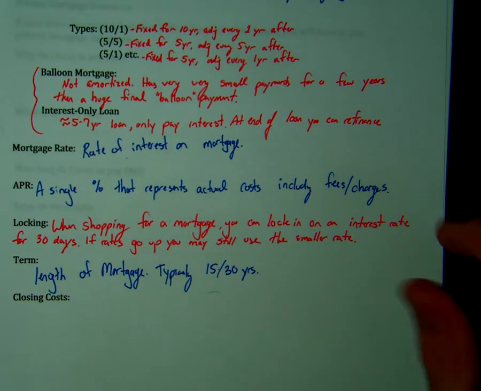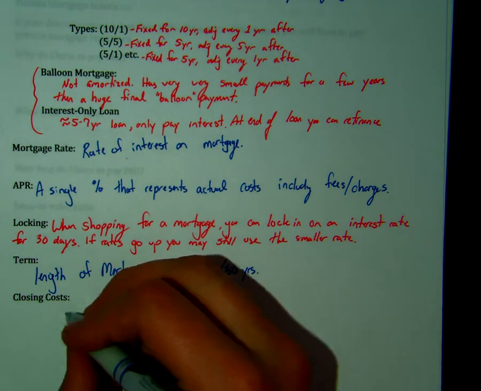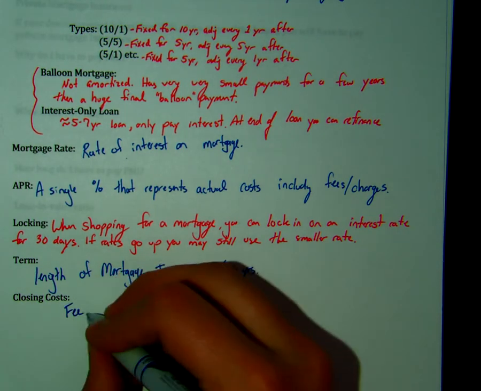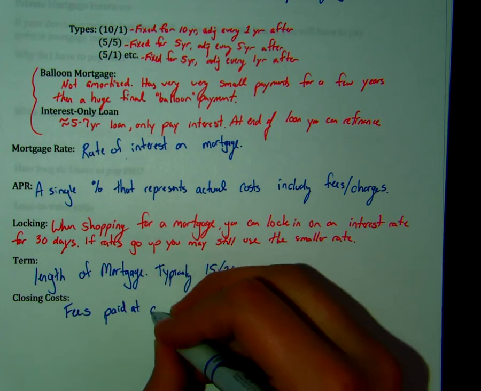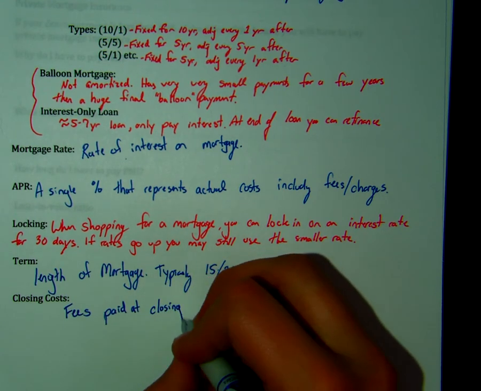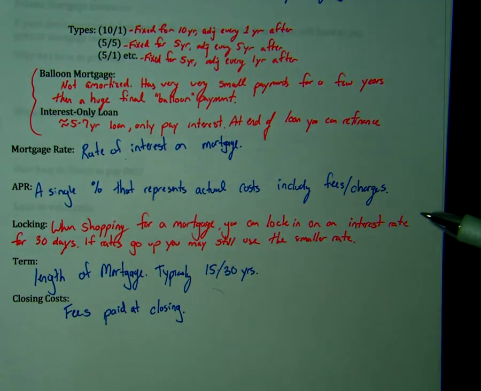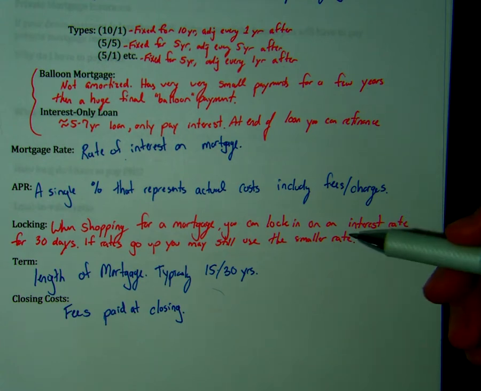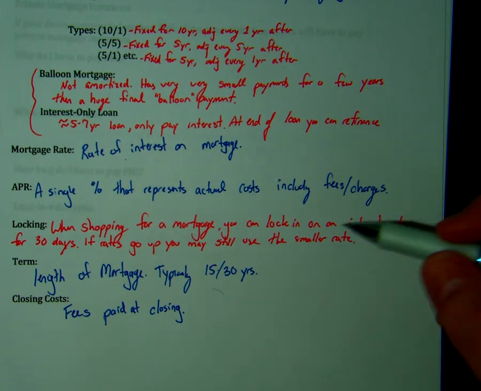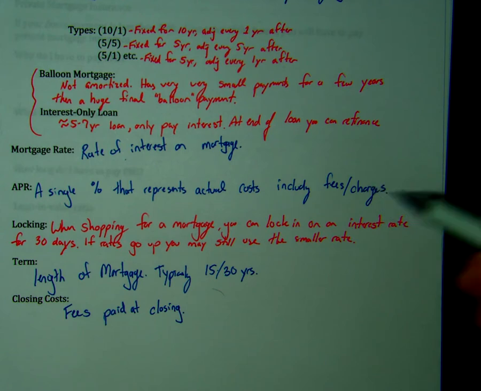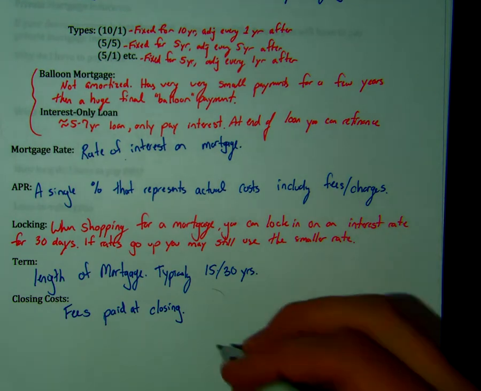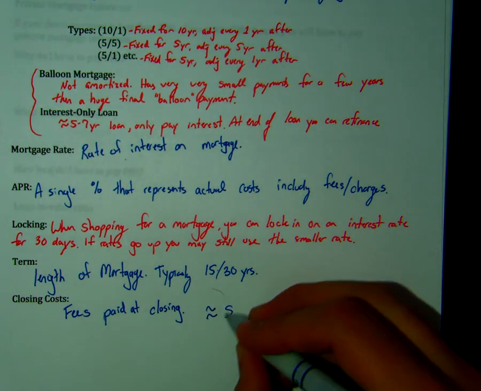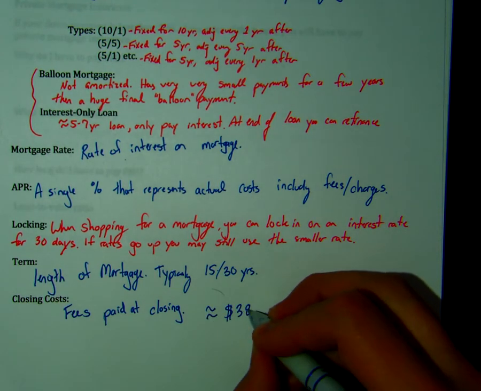And the last thing here, closing costs. So these are fees that you pay at closing. Closing is when you actually go with the lawyers and the people who are selling the home, and you just sign all the paperwork. There's like 1,000 sheets of paper that you have to initial and sign. So this is typically, in Massachusetts, about $3,800.